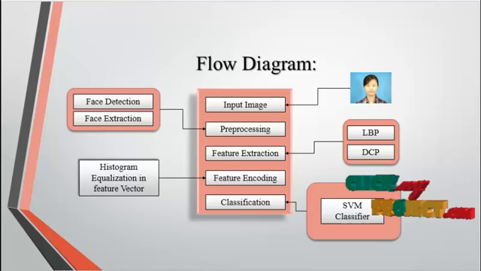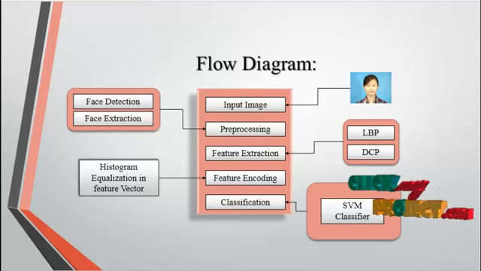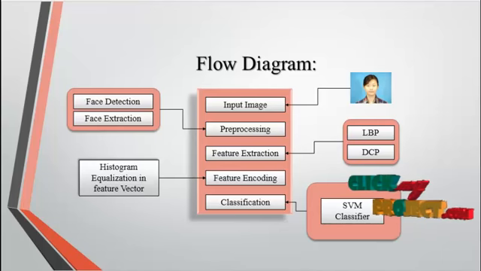Now we discuss the overall flow diagram for the process. This is the overall flow diagram for the process. In that you can see the input image. The input image is the first module of the process. The input image is taken from the dataset. The dataset is the folder which consists of several face images.